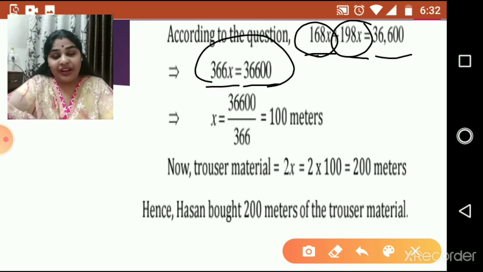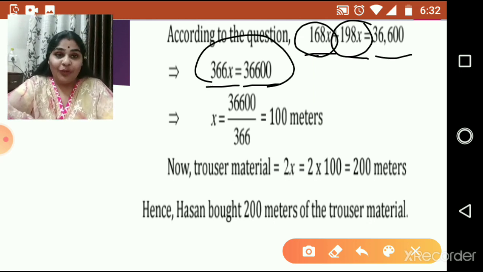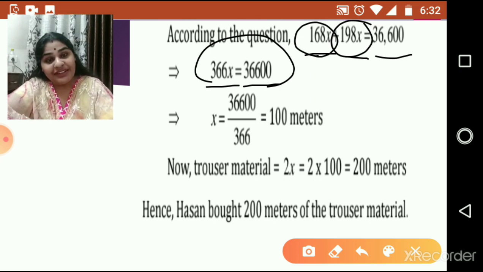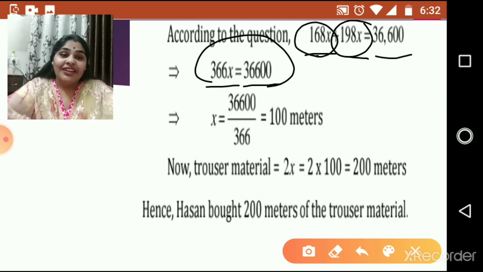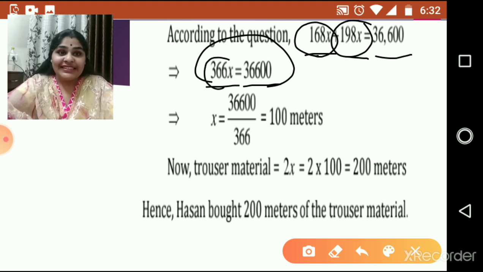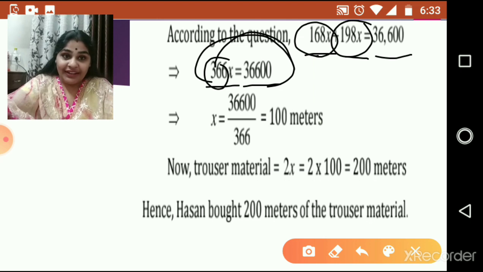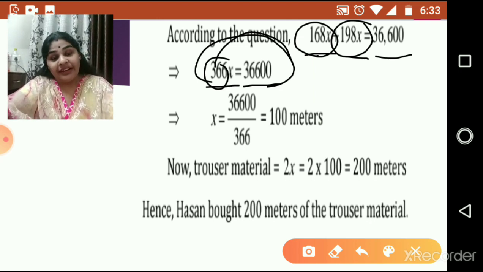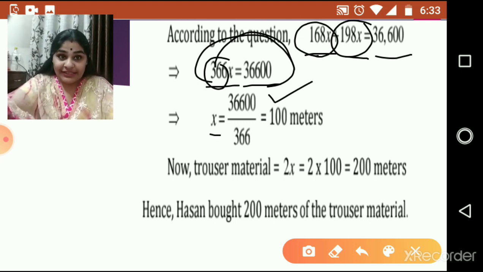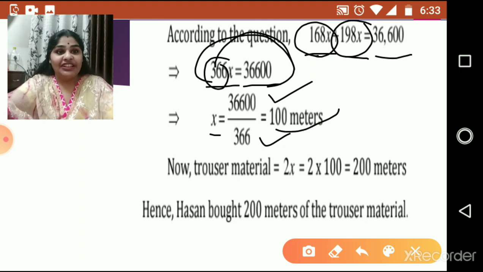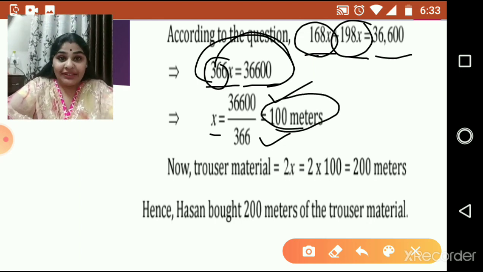After this, you know how to find the value of x. Whatever constants are present with the variable, one by one shift it to the other side and find the value. So here only 366 is present with x. When I transport it to the other side, now it is in multiplication form, when I transport it, it goes to the division. So here x is equal to 36,600 divided by 366, which is nothing but equal to 100 meters.